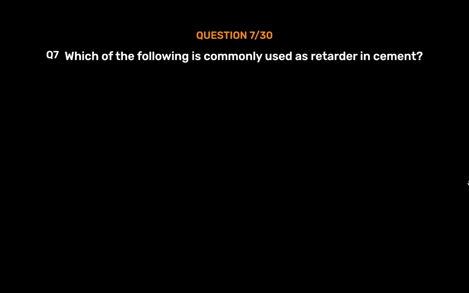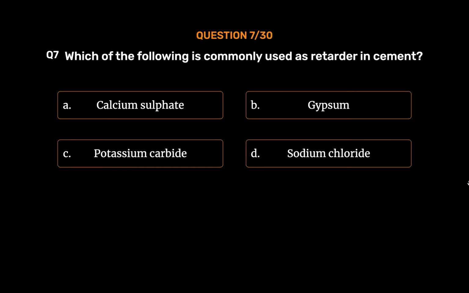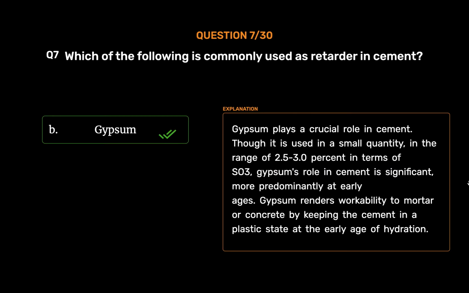Question number 7. Which of the following is commonly used as retarder in cement? Option A, calcium sulfate. Option B, gypsum. Option C, potassium carbide. Option D, sodium chloride. The correct answer is Option B, gypsum. Gypsum plays a crucial role in cement.